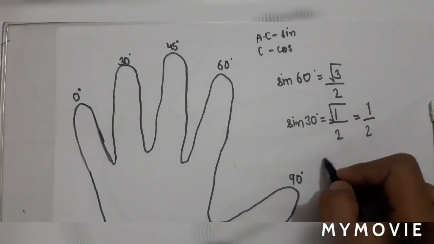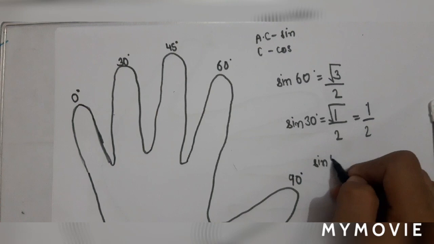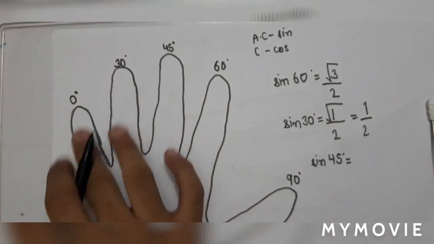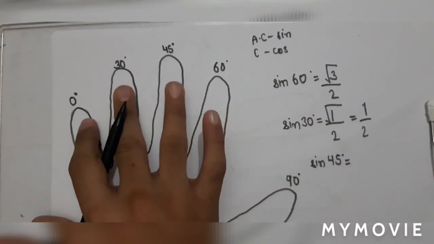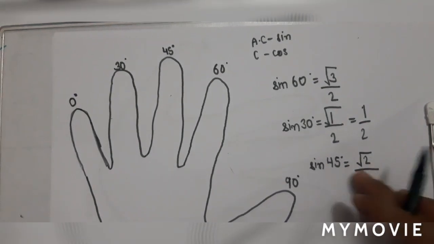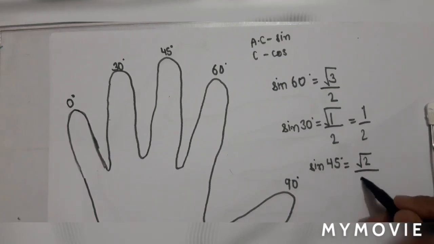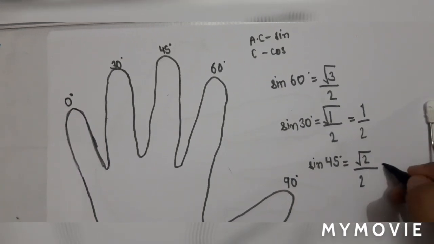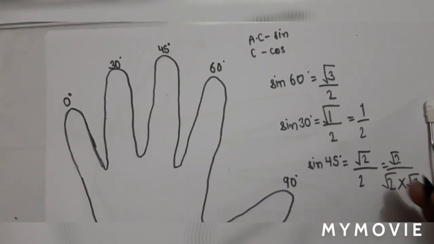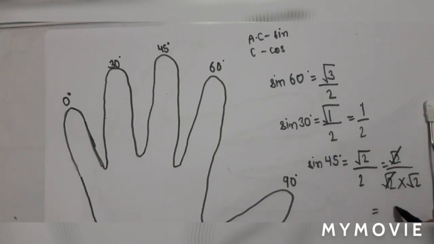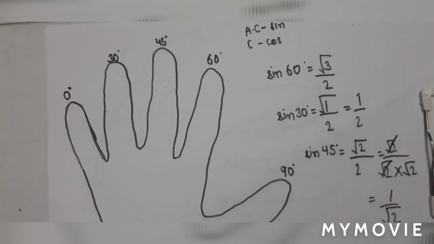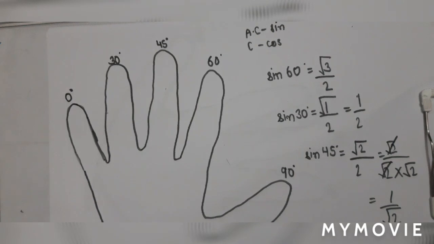So next let's take an example, sine 45 degree. For sine 45 degree, how many fingers are left here? 2 fingers are left. So we should find the root of 2 and then we should divide it by 2. Now you can write 2 as root 2 into root 2, so root 2 gets cancelled. So sine 45 value is 1 by root 2. We got sine 45 value 1 by root 2. So I hope you understood till here.